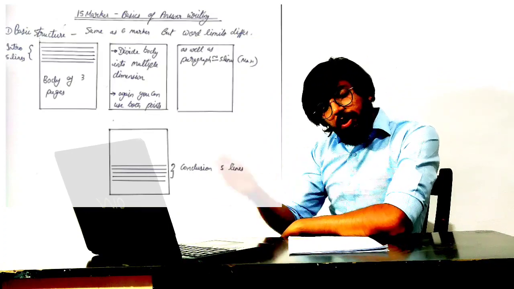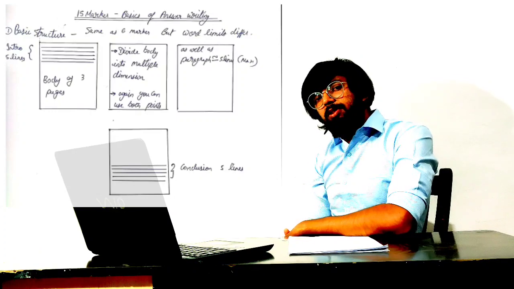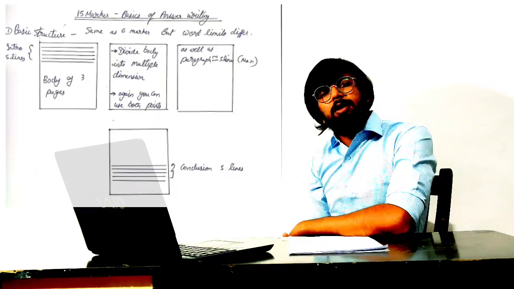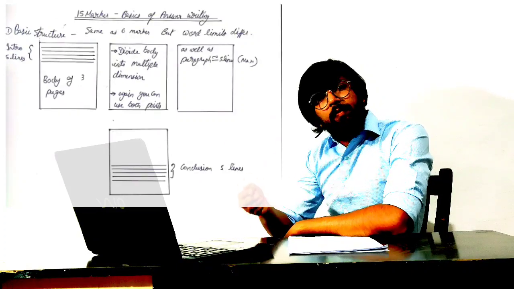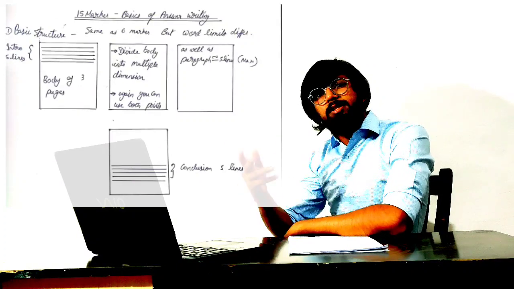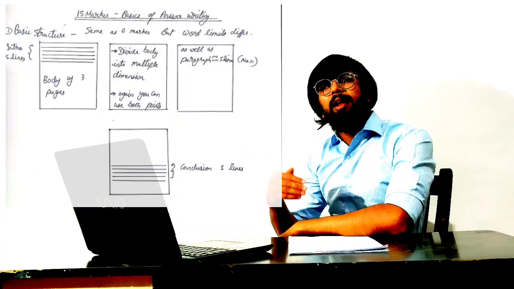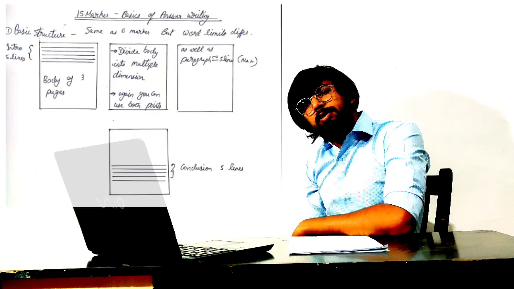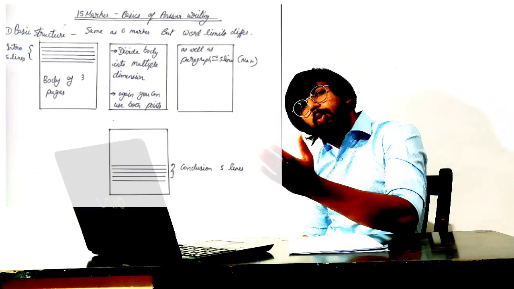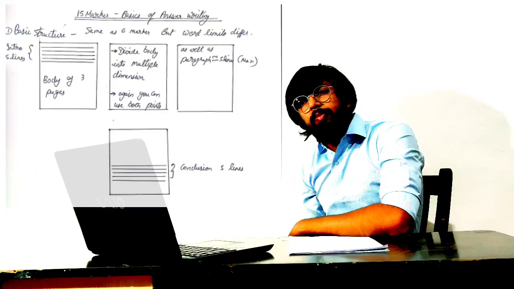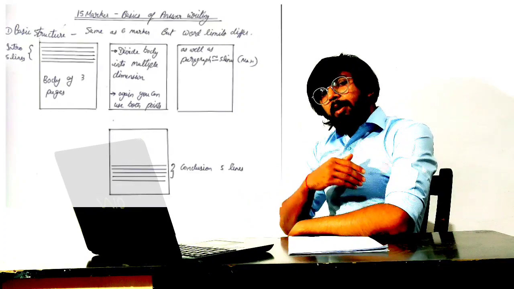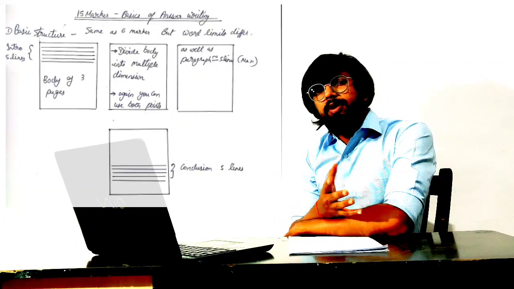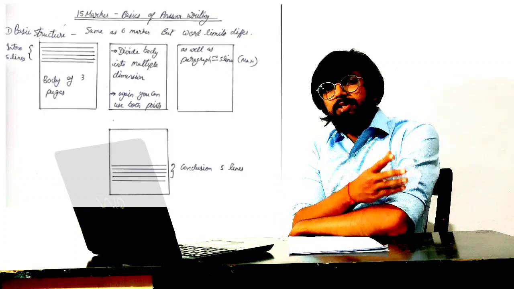So while writing a 15 marker, the basic structure is the same as 6 marker: introduction, body and conclusion. Introduction is again 5 to 6 lines here because it is a 300 words question. So you can extend your introduction to 5-6 lines. Make a good introduction, because the introduction defines the whole path that you have written in the body.